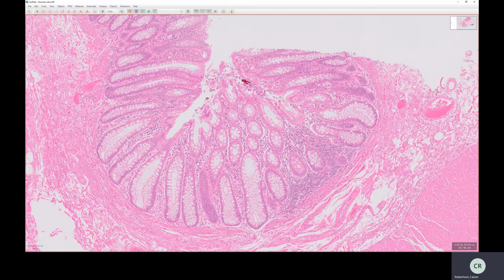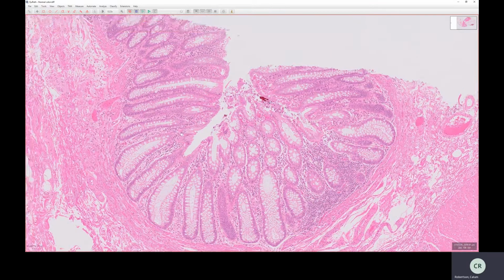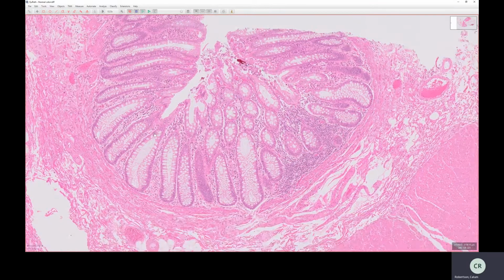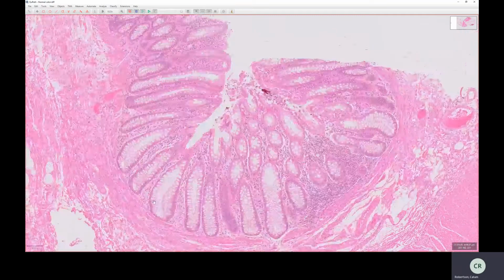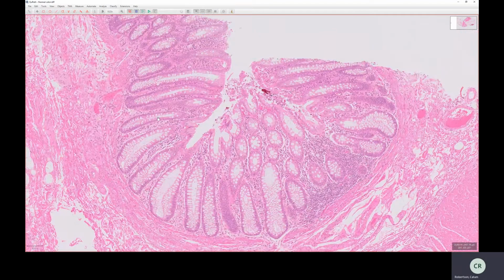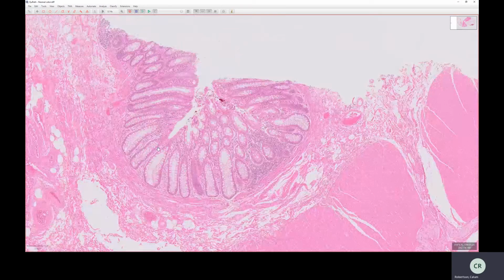If you see that all over the place, those things together are known as crypt distortion. Also, if you see lots of Paneth cells where you're not expecting to see them, like in the left side of the colon, that's an indication of architectural distortion. And all of these things indicate chronic inflammation within the colon. It's been going on for a long time.